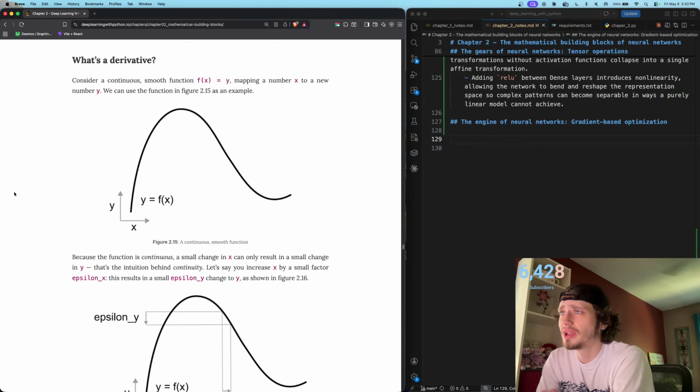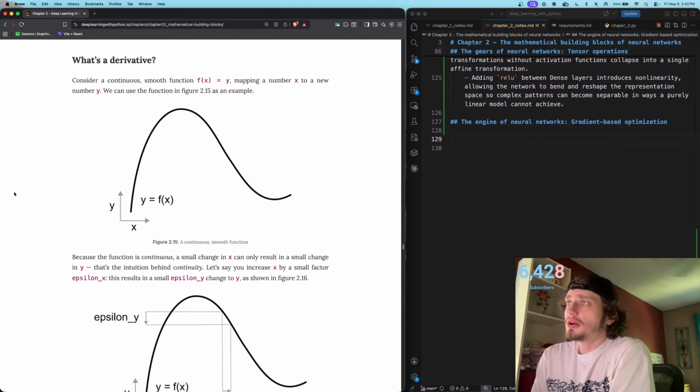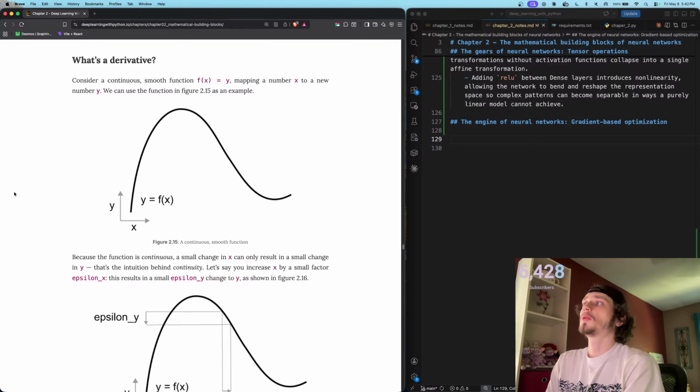What's a derivative? Consider a continuous smooth function, f of x equals y, mapping a number x to a new number y. You put into the function some number x, and it gives you out some output y. And this function makes up this line here. We can use the function in figure 2.15 as an example.